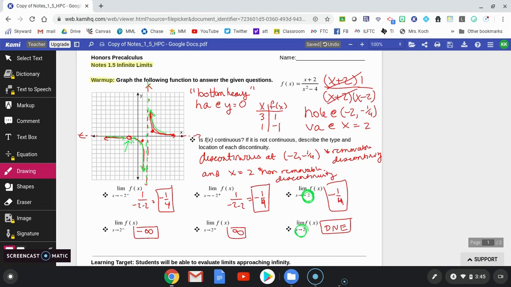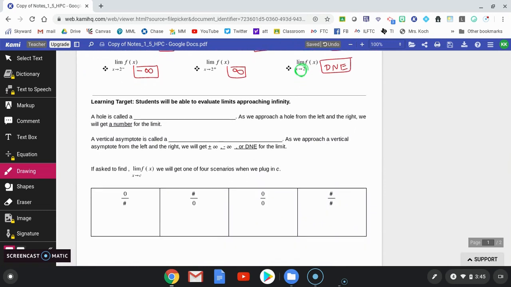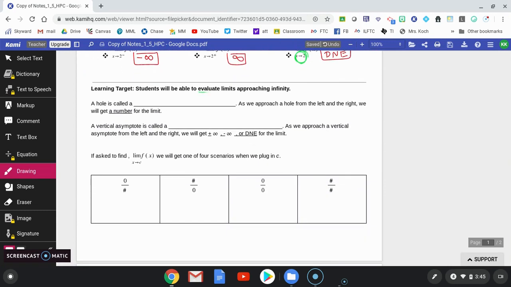So these are some of the ideas we're going to be talking about with our topic of infinite limits. Let's take a look at the learning target. We are going to evaluate limits approaching infinity. And there's a little review here for you. A hole is called a removable discontinuity, so go ahead and write that in there.